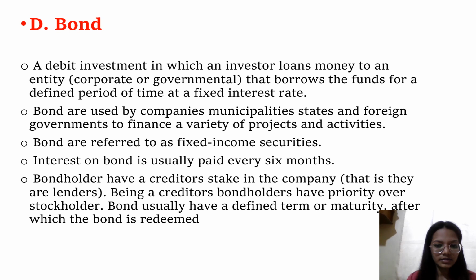Bondholders have a creditor stake in the company, as they are lenders. Being creditors, bondholders have priority over stockholders. Bonds usually have a defined term or maturity, after which the bond is redeemed.